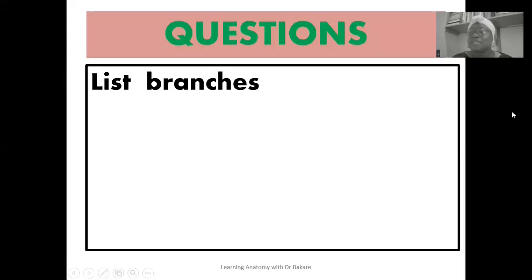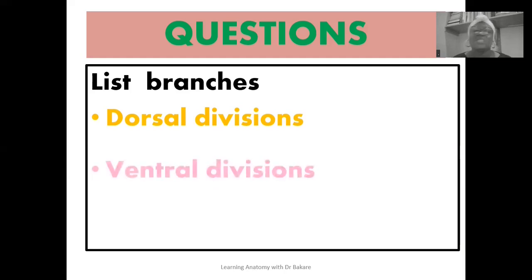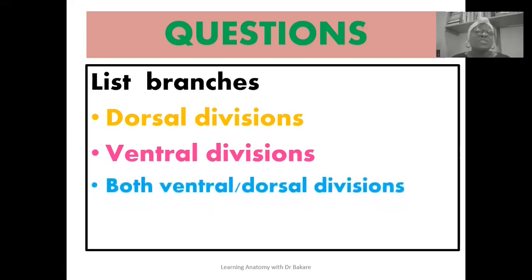So let's look at this question, and this states that we should list the branches that emerge from the dorsal divisions of the anterior rami of the sacral plexus. The second question is to list also the branches that emerge from the ventral divisions of the sacral plexus. And the last question is to list the branches that emerge from both the ventral and dorsal divisions of the sacral plexus.